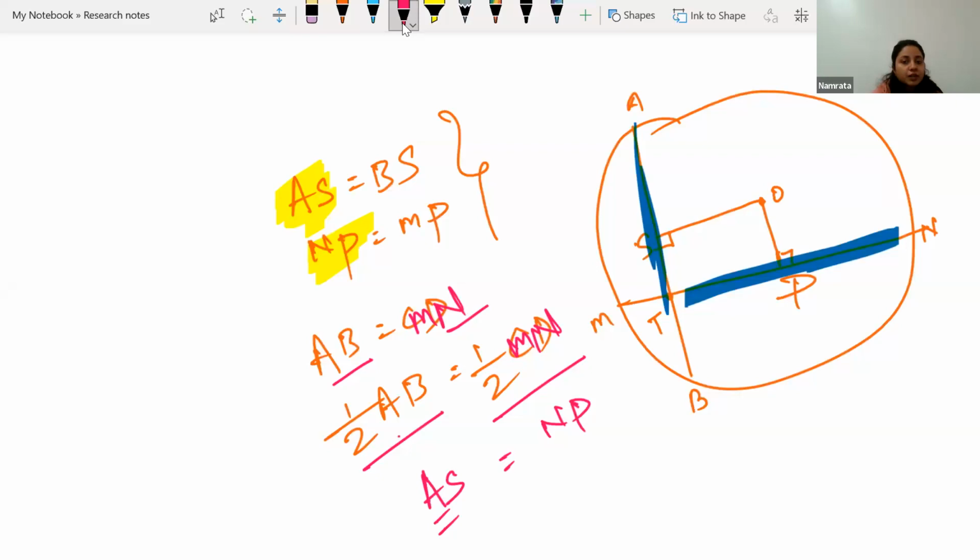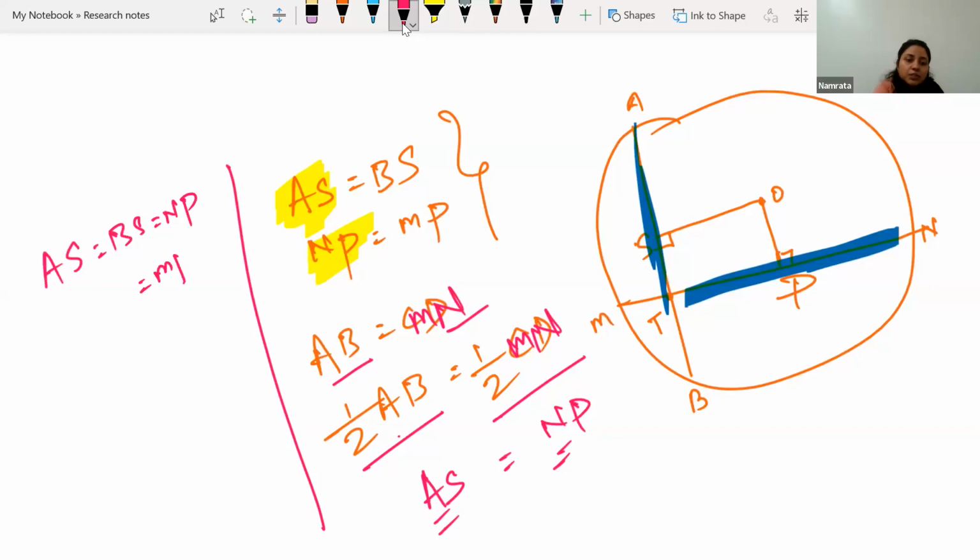Okay, a blue part from here is equal to another blue part from there. Or if this is still not clear, you can take that AS, BS, NP, MP, all will be the same. Now you can proceed with the triangle concept. You can prove the congruency of the triangle. After proving the congruency of the triangle, for the first proof, these blue parts are the same length. For this proof, you need to add this equation.